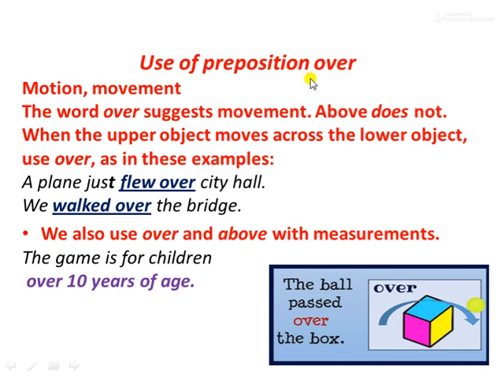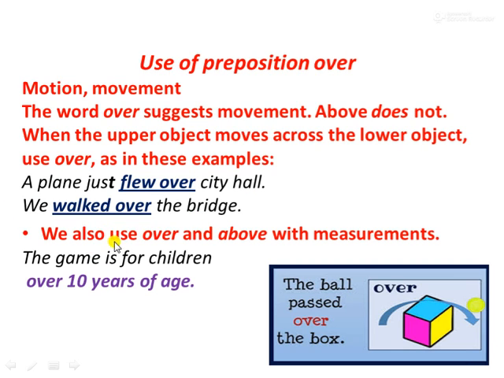Next one, that is use of the preposition over with motion or movement. The word over suggests movement, above doesn't. In some cases there is a dilemma about whether students should use over or above. So over is related to motion or movement, but above doesn't. When the upper object moves across the lower object, it's over. So a plane just flew over the city wall. This is indicating movement. We walked over the bridge. This one is also indicating movement.